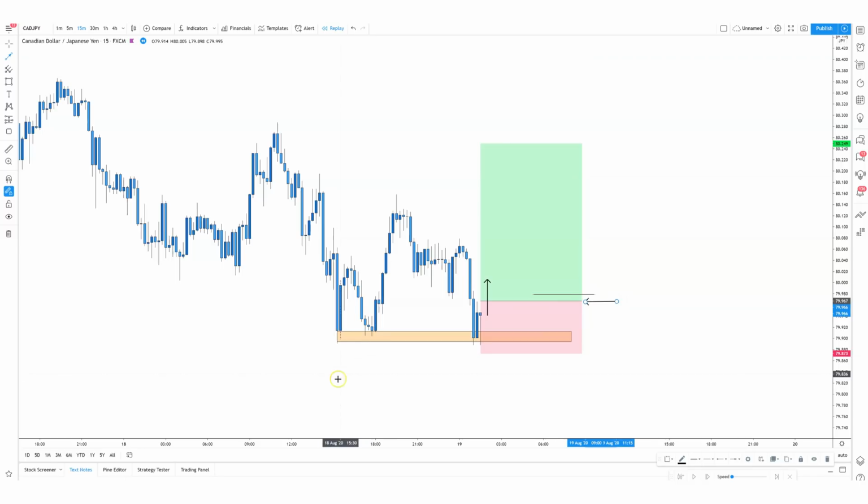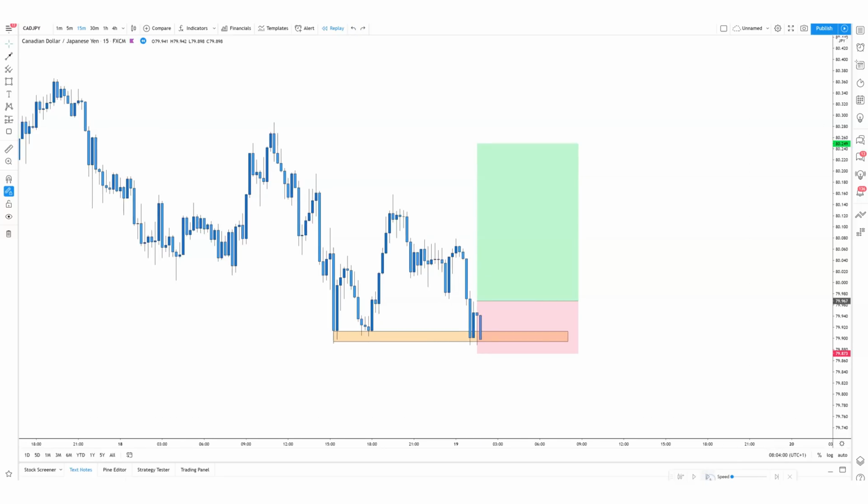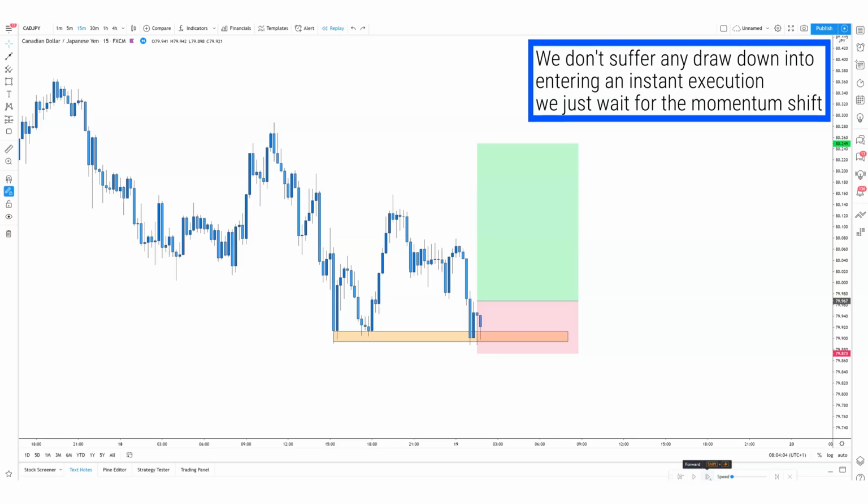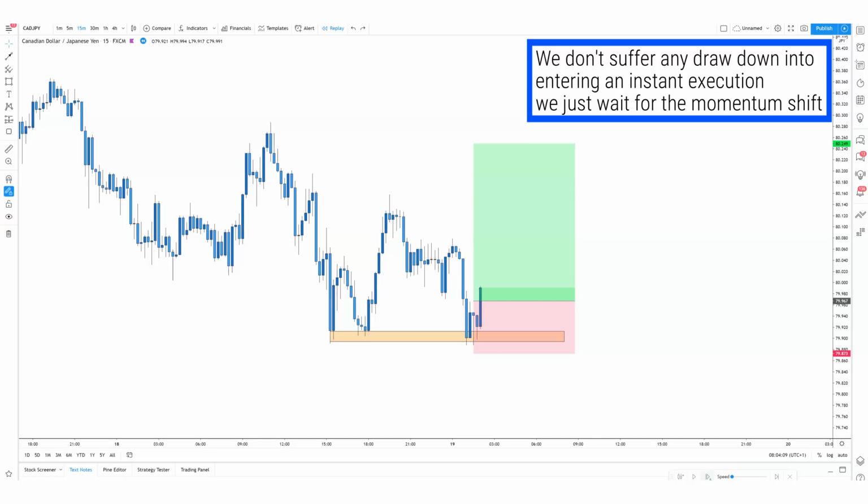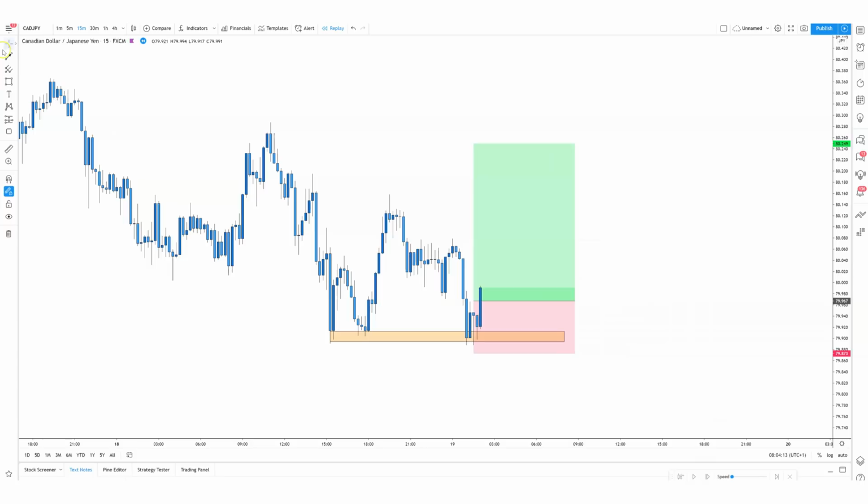market. That will support that this triple bottom right here is holding strong, that the bearish pressure in the market is depleting and that the bullish pressure is clearly stepping back in. So with that being said, we set our stop order and we just simply wait. We don't suffer any drawdown into entering an instant execution. We just wait for the momentum shift. And as you can see here, that momentum shift has happened. Now, why is this good?